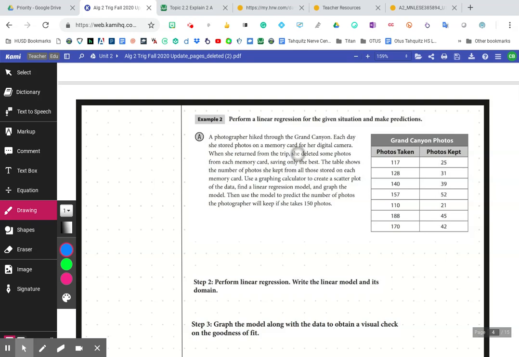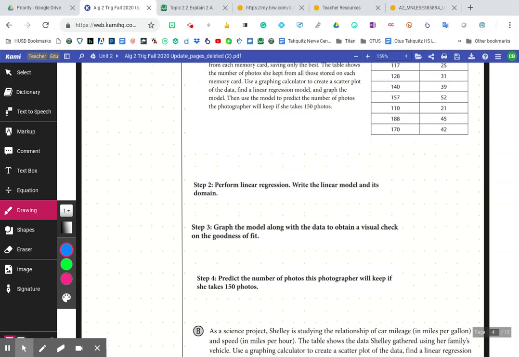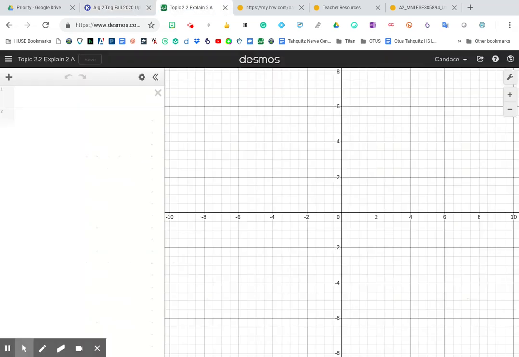All right, so we're going to go through all of these steps. We're going to perform linear regression, write the model, graph the model, and predict the number of photos. We're going to do it within Desmos, and I'm going to take you from step 1 in Desmos all the way through this. So you're going to hit the plus sign. We're going to hit a table, and we're going to type in the numbers.